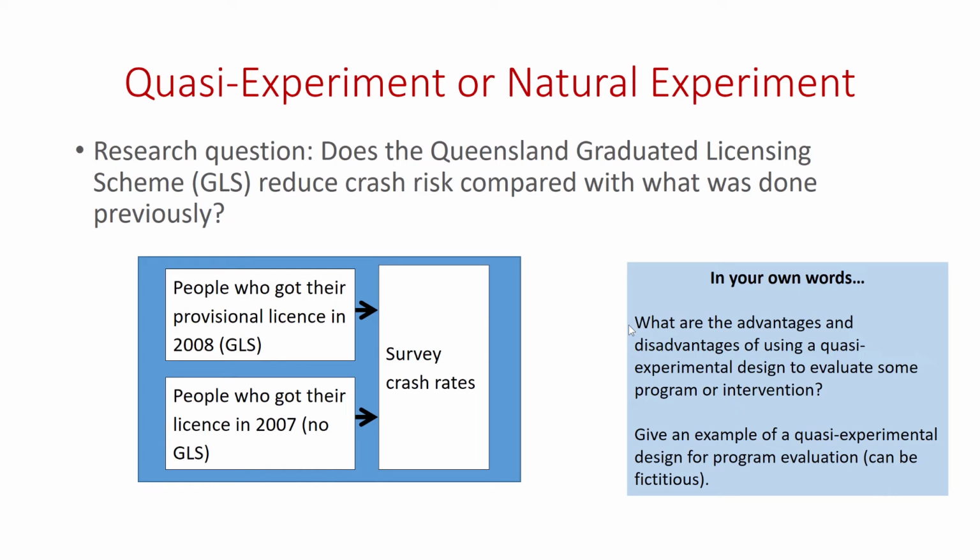Give an example of a quasi-experimental design for program evaluation. Okay, so with all these, when I say give an example, it doesn't have to be a real example, just make it up off the top of your head. So here's one example for you. Let's say we want to find out whether putting kids in kindergarten has an effect on how they perform in prep when they go to school.